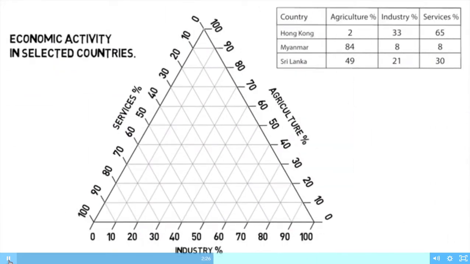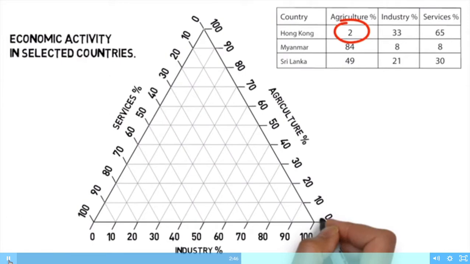Here is our table of data again. To plot data, you need to find the point where the percentages for the three features intersect. Let's plot the data for Hong Kong. I'm going to rule in 3 lines to make it easier for you to understand how to plot the data. You would not normally do this.